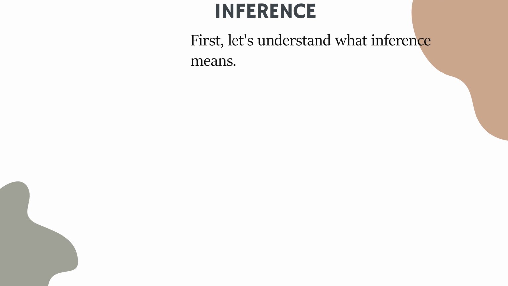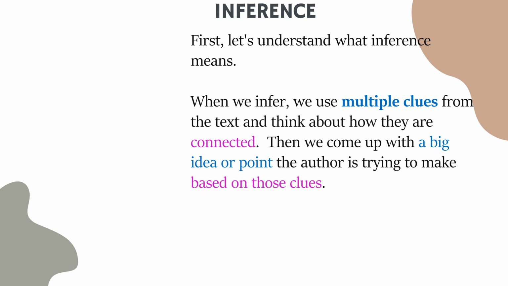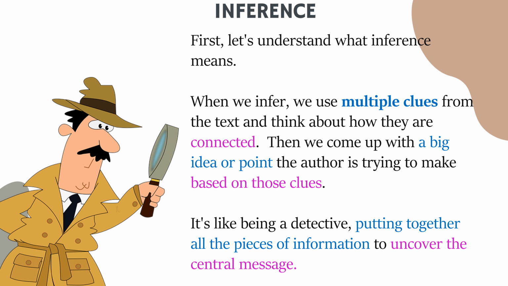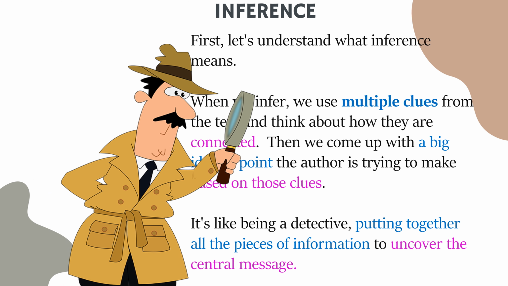First, let's understand what inference means. When we infer, we use multiple clues from the text and we think about how they are connected. Then we come up with a big idea or point the author is trying to make based on those clues. It's like being a detective, putting together all the pieces of information to uncover the central message.